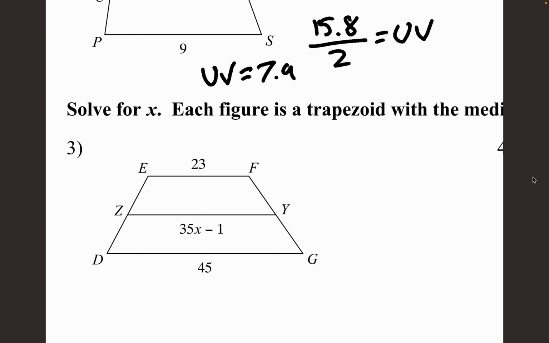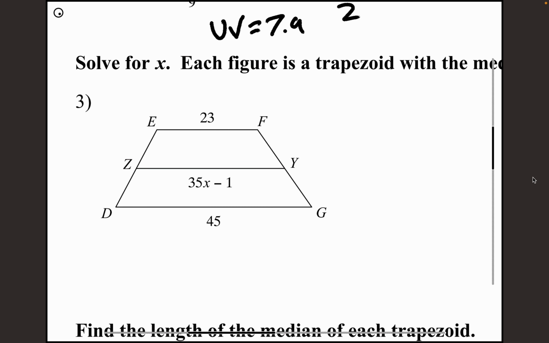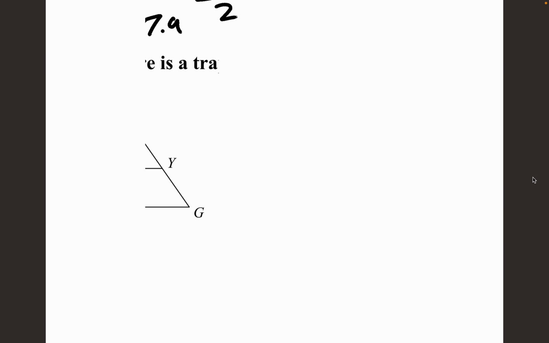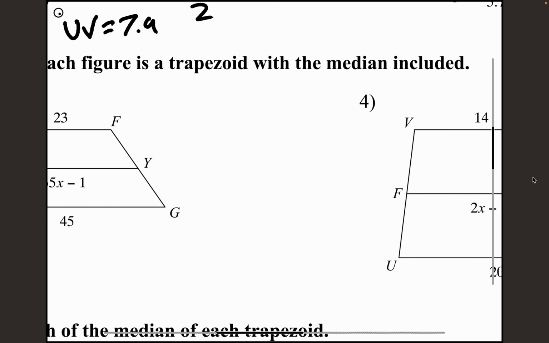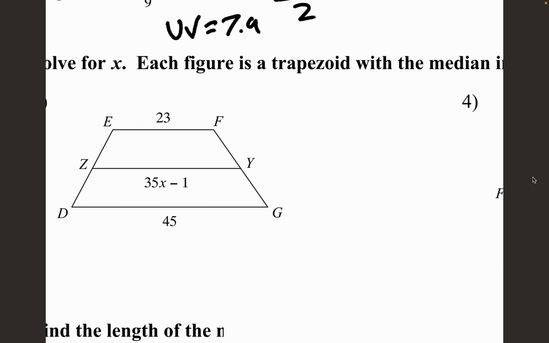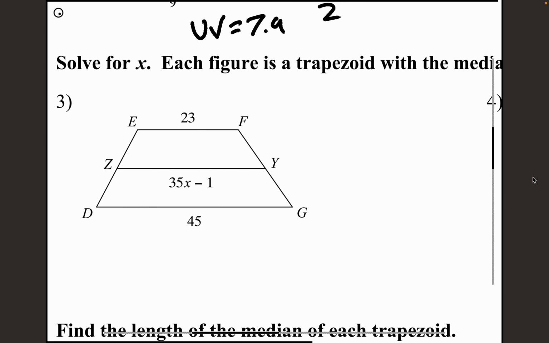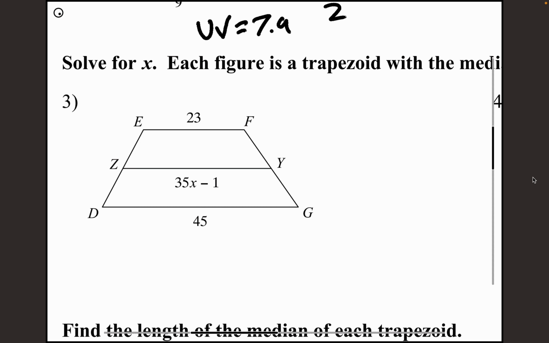Algebraic versions. Okay, so this one, we need to solve for x. Each figure is a trapezoid with a median included. So this is going to be the same thing, but we just have to add a little bit of algebra. What we're typically doing is adding the top and the bottom, and it equaled the median.